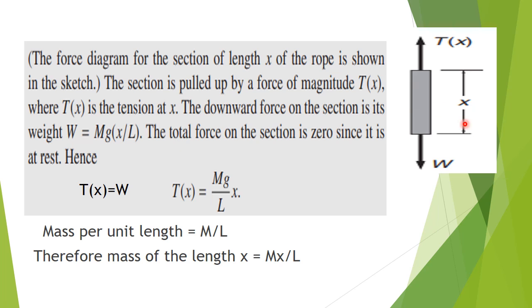The total force on the section is 0 since it is at rest. So we know that the rope is at rest, then the total force on the section will be 0. That means T of x will be equal and opposite to W. They will be equal. Therefore, what will be T of x? That is equal to W, which is equal to mgx by L. So this is the tension acting at the point x in the upward direction on the rope.